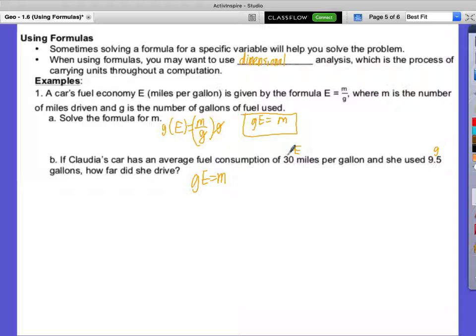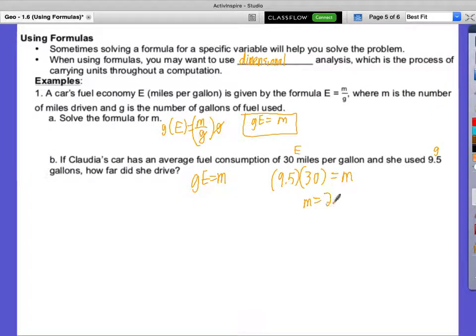Yeah, so let's do it. That's how we use the formula. We take what we know, we plug it in, and we solve for what we don't. So G is 9.5, so we plug it in for G. E is 30, we plug it in for E. And we solve for M. So we have 9.5 times 30. Questions on the setup of that at all? Does anyone know what that ends up being? It does end up being 285.